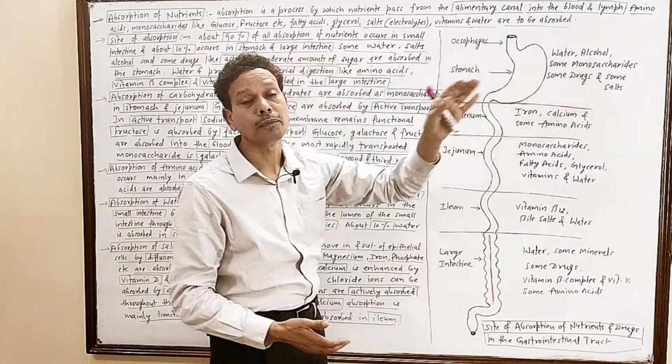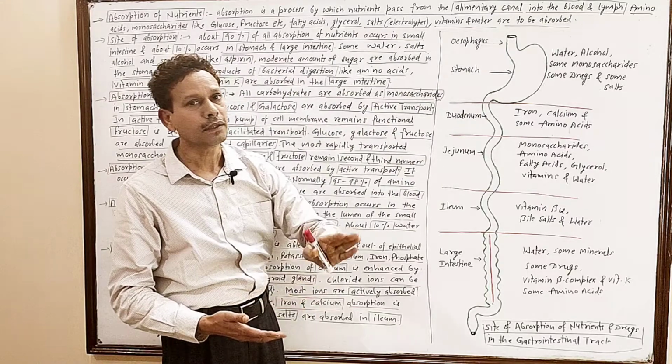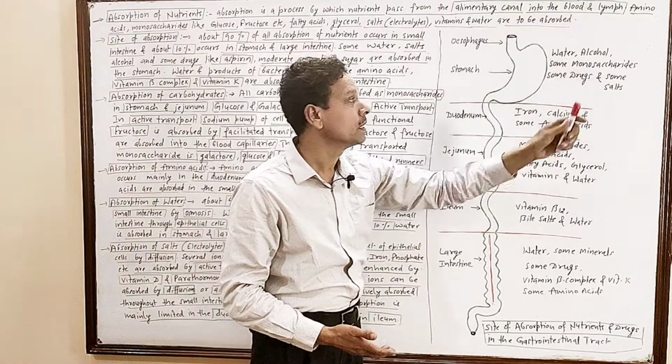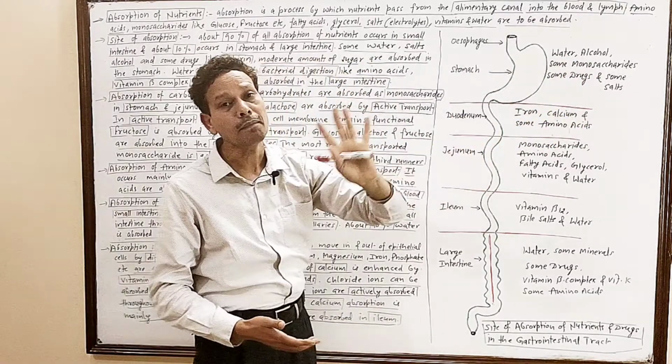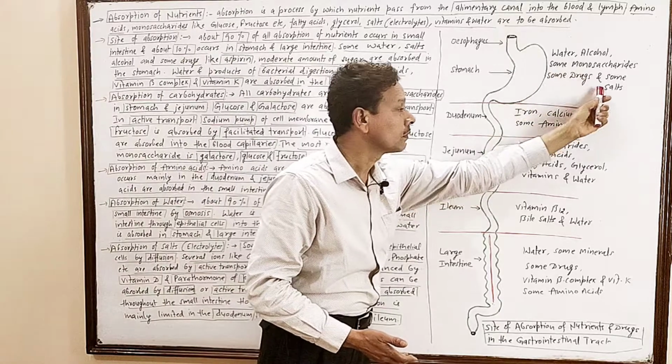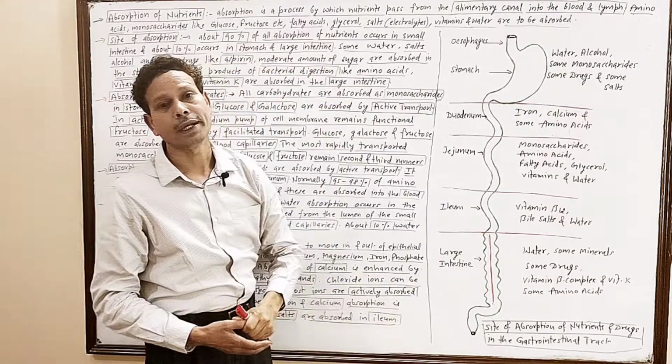In the stomach, some water, alcohol, some drugs like aspirin, disprin, paracetamol, some monosaccharides, glucose, fructose, and some salts are absorbed.